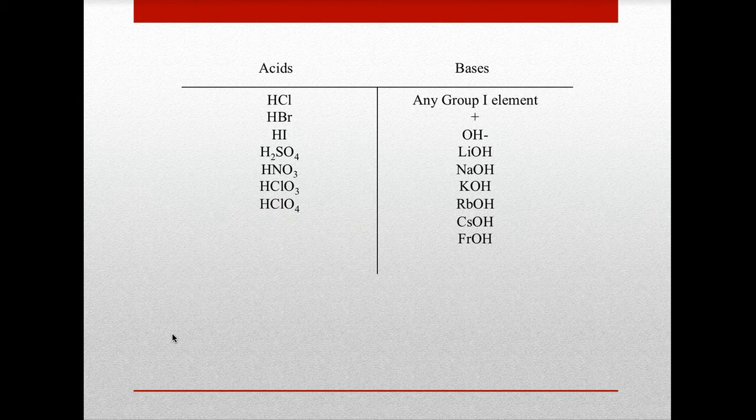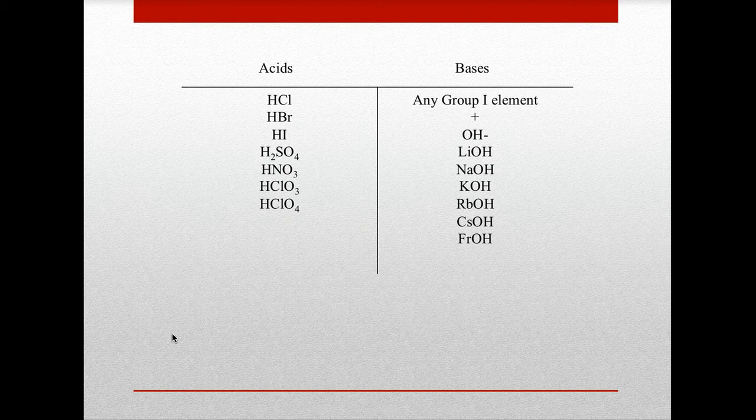Okay, and then you have H2SO4, HNO3, and HClO3. Now, those are all polyatomic ions. And what those three have in common is if you look at the ratio of hydrogens to oxygens, there's exactly two more oxygens than there are hydrogens. And the last one is the exception to any rule, and that's HClO4.